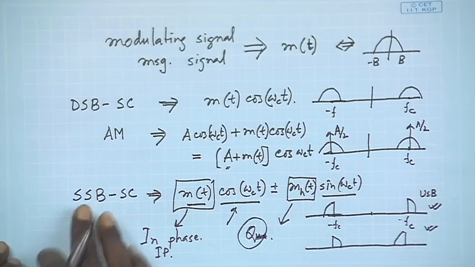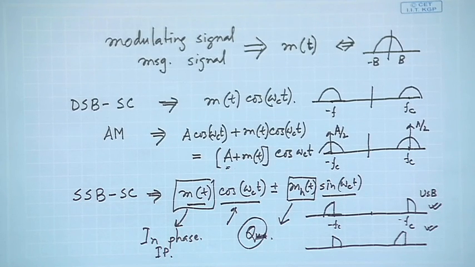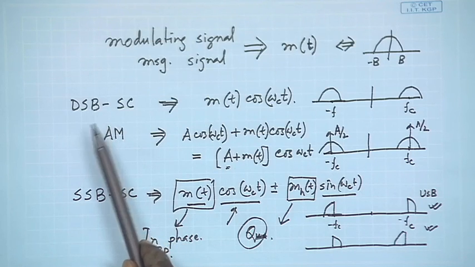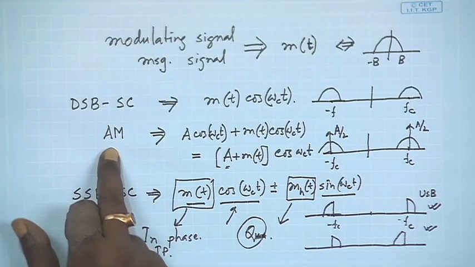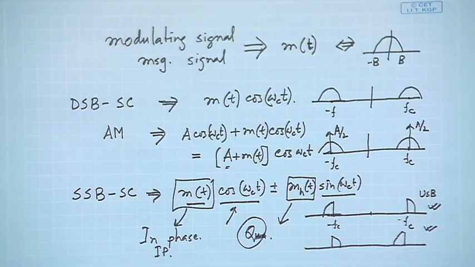Okay. So, for SSB-SC you can see the in phase term is m(t) and the quadrature term is the Hilbert transform of m(t), whereas for DSB-SC the in phase term is m(t), the quadrature term is 0, nothing is there. Okay. For amplitude modulation the in phase term is A plus m(t), so a DC added to the message signal, and there is no quadrature term. So, this is just characterizing the signal.